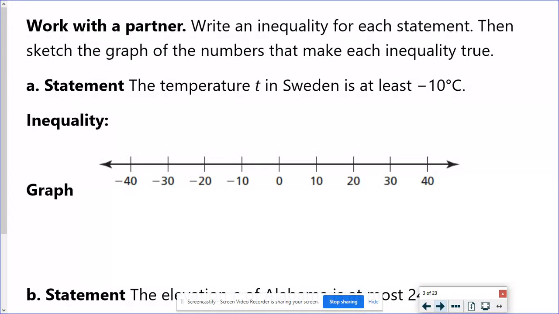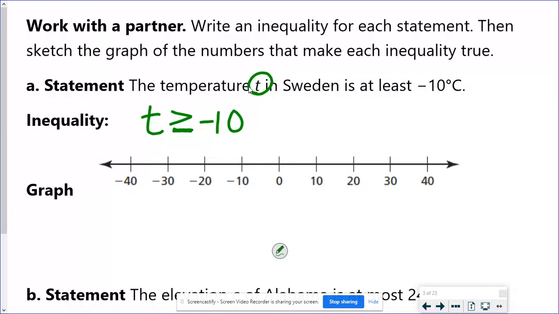So they're talking about the temperature in Sweden. So we're using T for our variable. The temperature is at least. At least means it's that much, or it could be more. So it's going to be greater than or equal to -10 degrees Celsius. It's never going to get colder there. And if you remember, this was a lot of stuff in 7th grade that you've already done. So -10 is my important number on my number line.